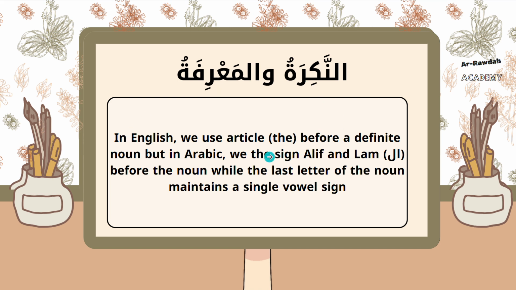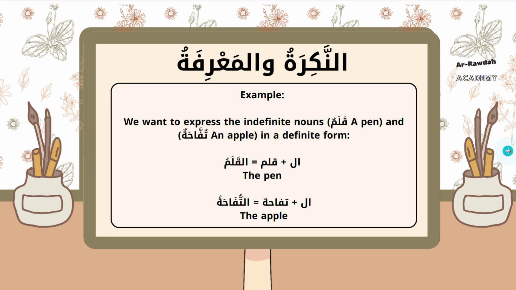We use the alif lam at-ta'rif, which is alif and lam. We use the article alif and lam, which is going to be attached to the beginning of the word. We use alif and lam before the noun, while the last letter of the noun maintains a single vowel sign. Let's take an example.